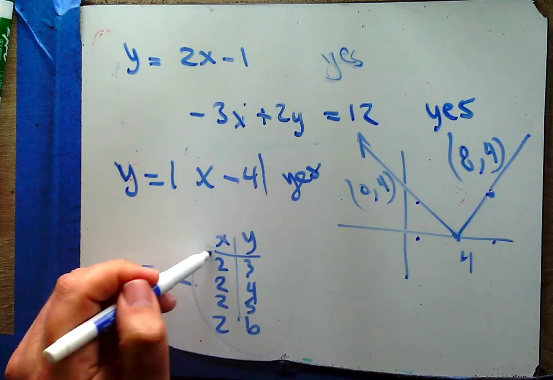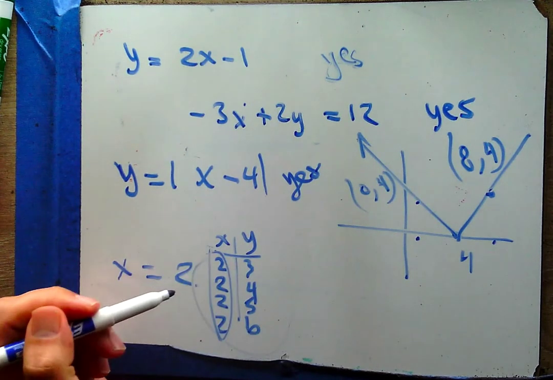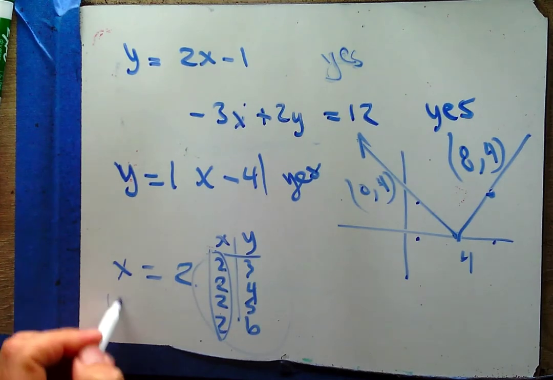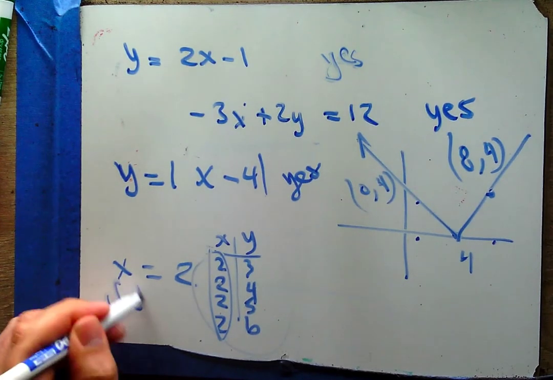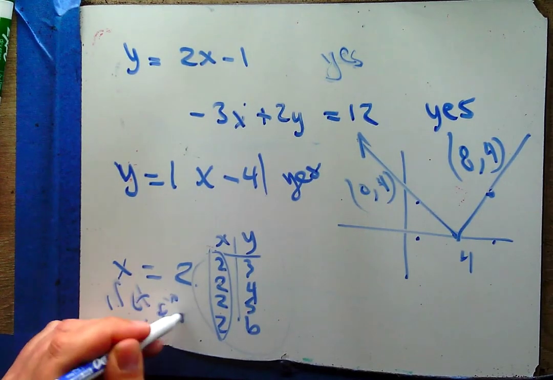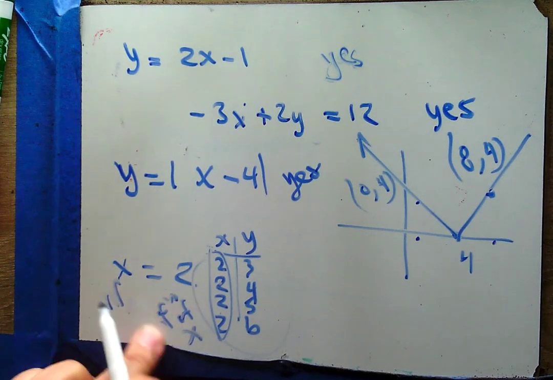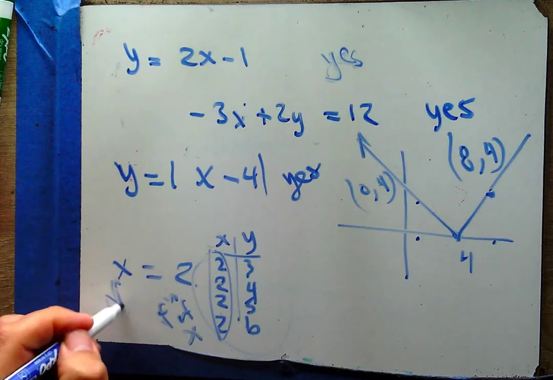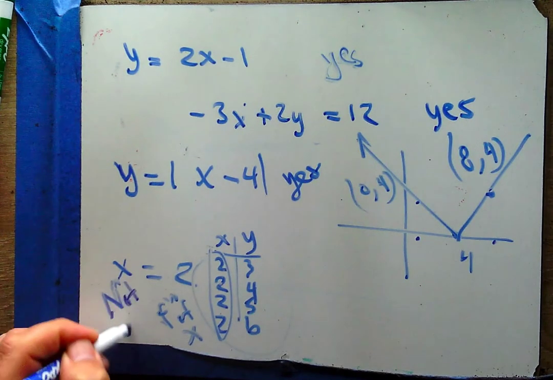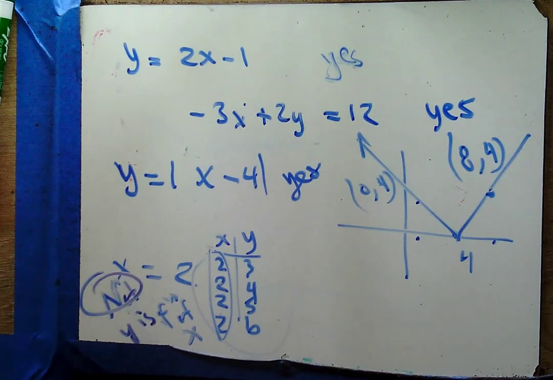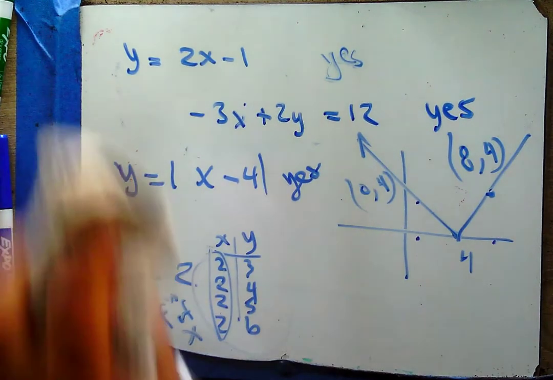So, do we see repetition in the domain? Sure do. That 2 goes to all kinds of y values. So this is not a function of x. This is not y as a function of x. This fails the vertical line test. No good. Okay, and what about this one?